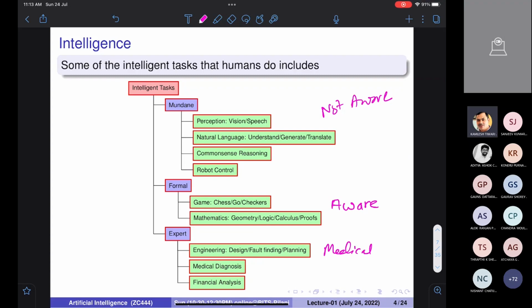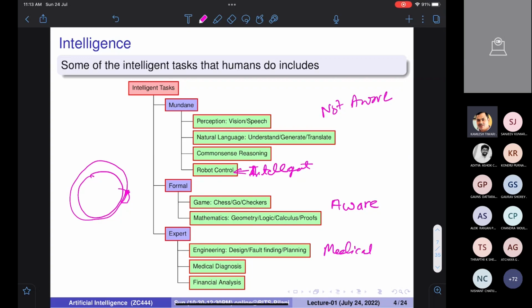How come robot control is under the mundane? When I write robot control, I say that it is intelligent. Intelligent robot control only I'm talking about. It's not simple, like a track with a toy train running over it. That is not intelligent, but I'm thinking about some kind of interaction in terms of intelligence. So can you give me some example?